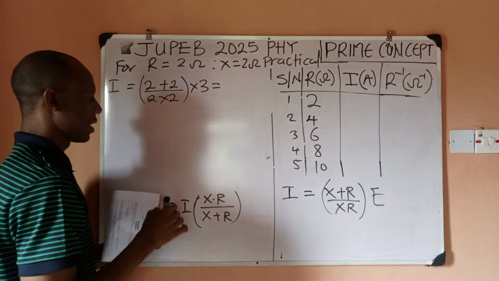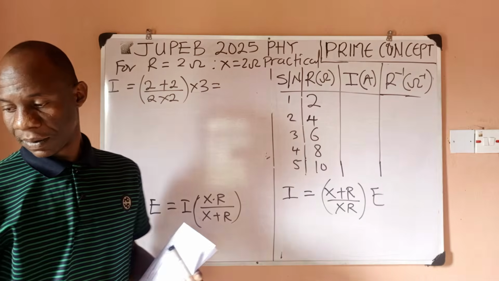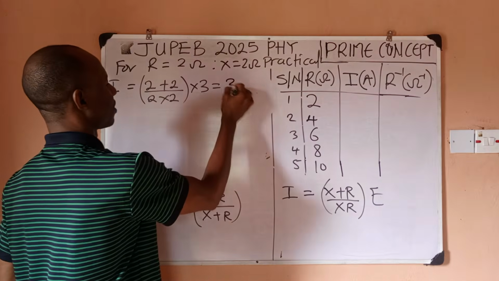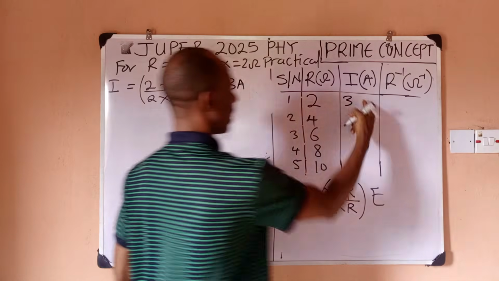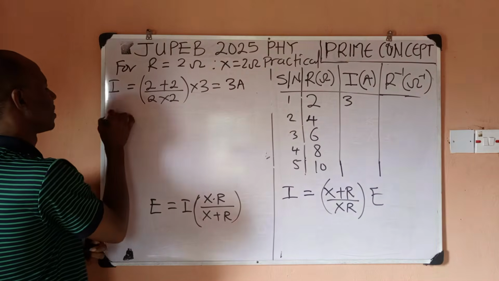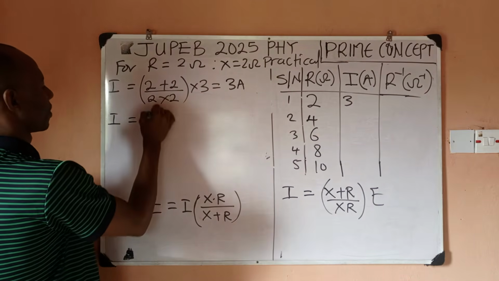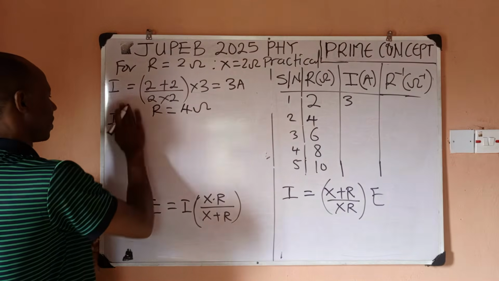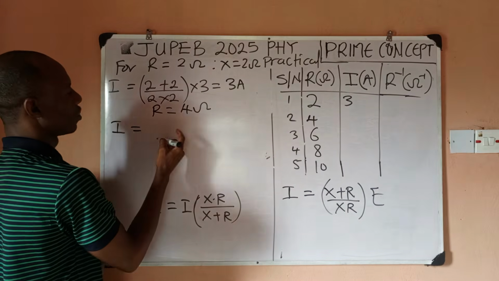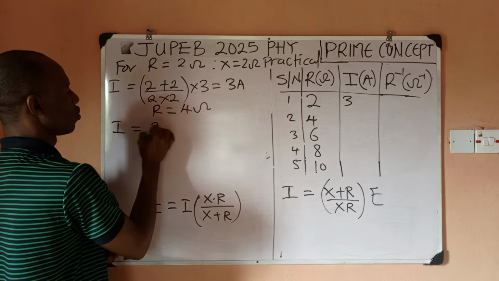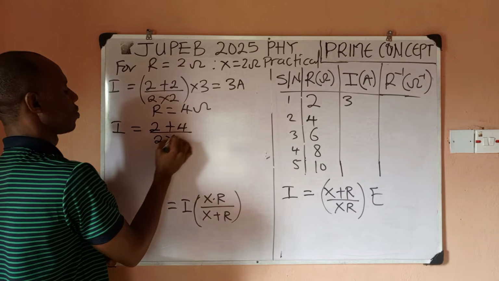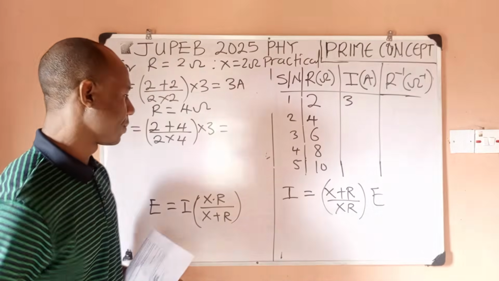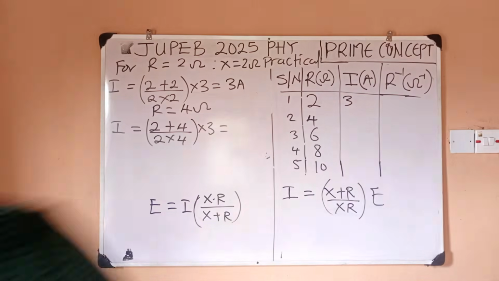If I solve this, let me quickly punch it. I would have 4 over 4, which is 1, times 3. So this is going to give me 3 ampere. So I have 3; I don't have to put ampere. Now you repeat the same thing when R this time around is 4 ohms. Your current I is going to be 2 plus 4, all divided by 2 times 4, into 3. If you also solve this, you will get, I've done this somewhere, so let me get the values.